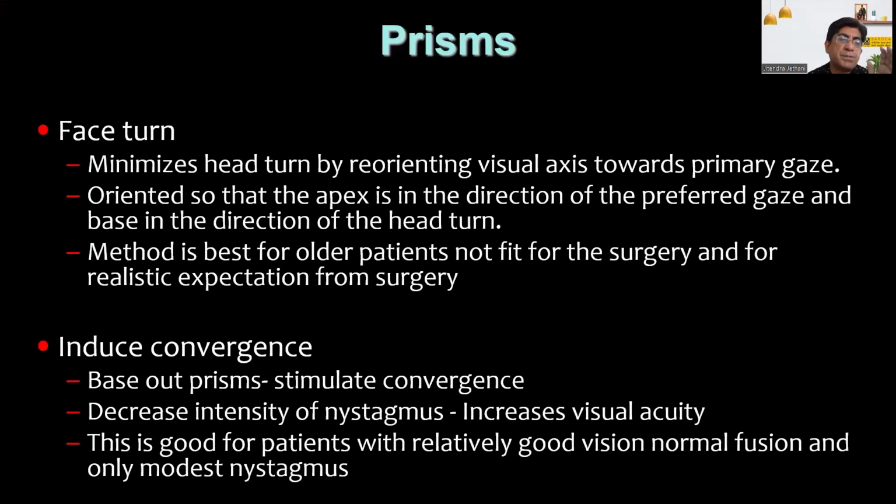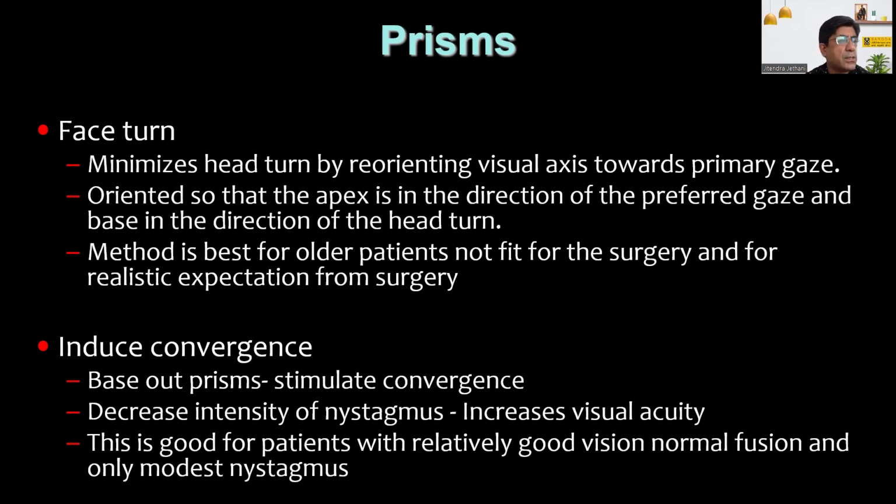So prisms can induce convergence. We know that convergence dampens congenital nystagmus. So you can give base out prisms, which can stimulate convergence, and you can decrease the nystagmus. Not very practical, because when you give prisms, he has to constantly accommodate, constantly use the fusional convergence, and that may create some headache or some brow ache.